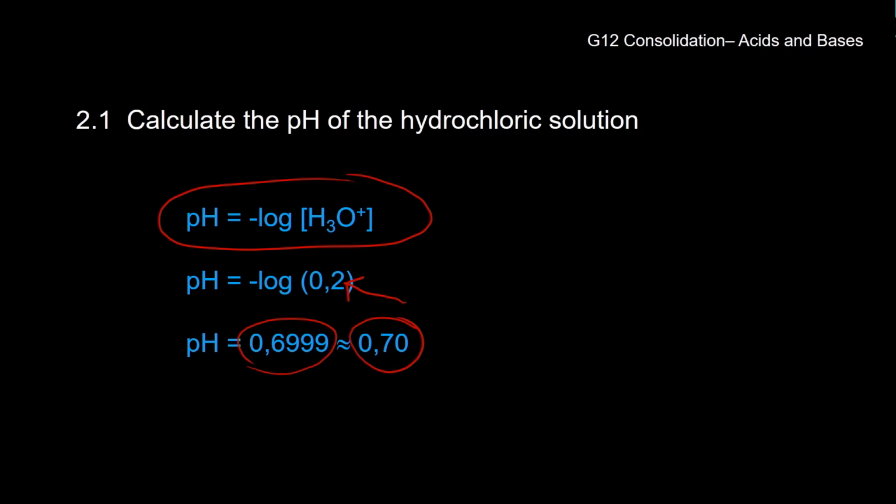Is that the correct answer? Let's check. Well, hydrochloric acid is a strong acid. That means it needs to have a pH between 0 and 2. Is our pH between 0 and 2? Absolutely, it's 0.7. That means that the hydrochloric acid is a strong acid. So we've got the correct answer.